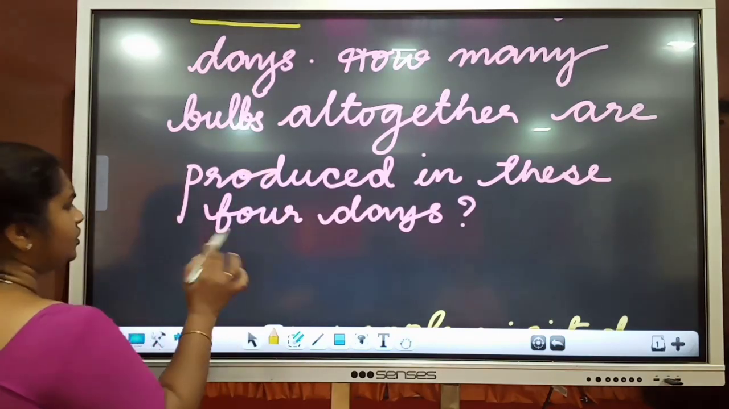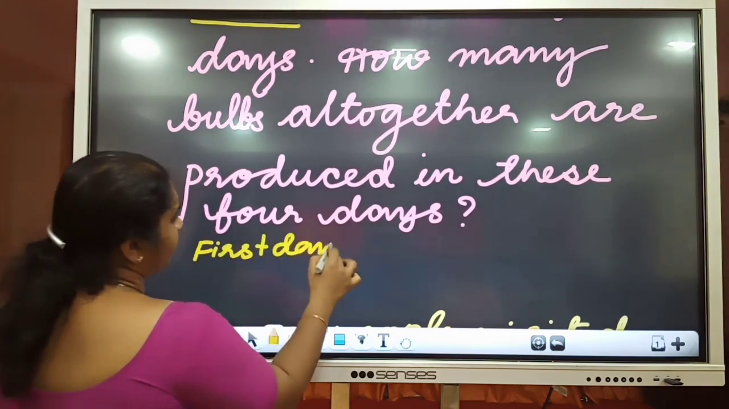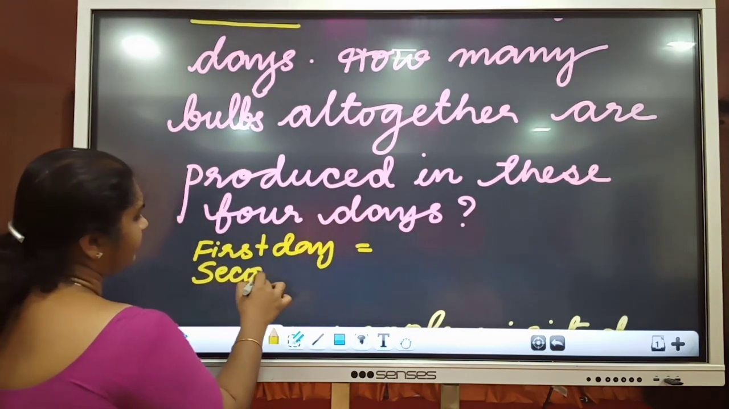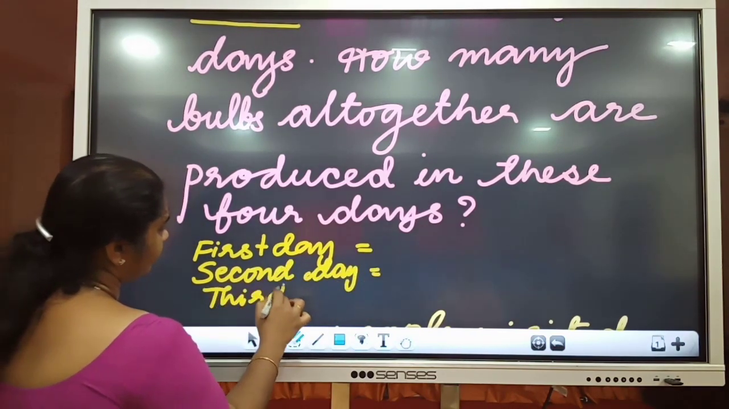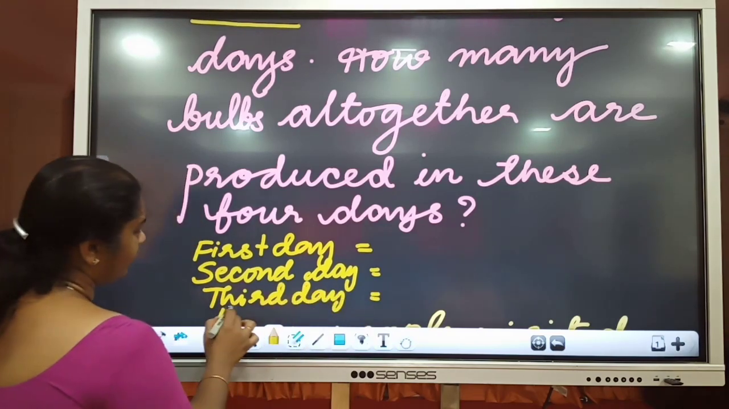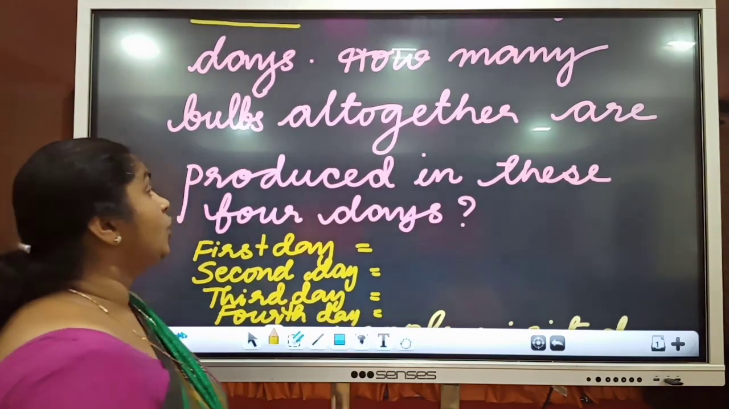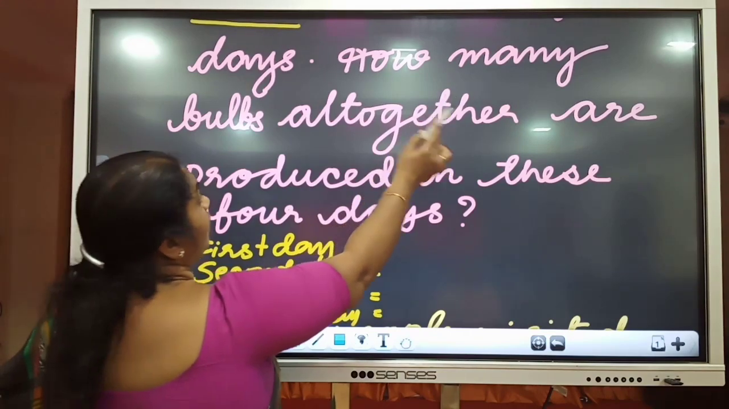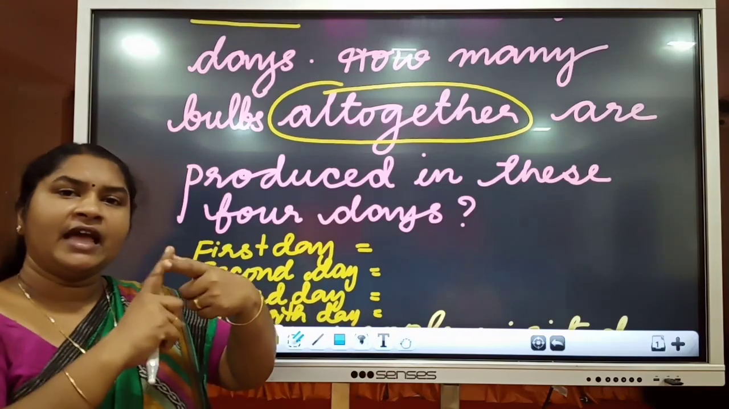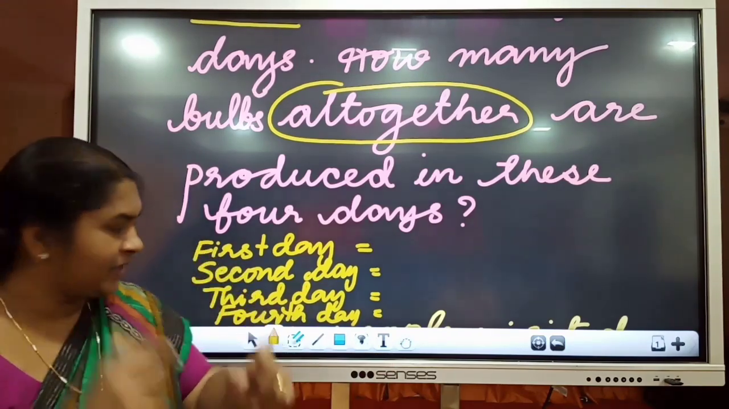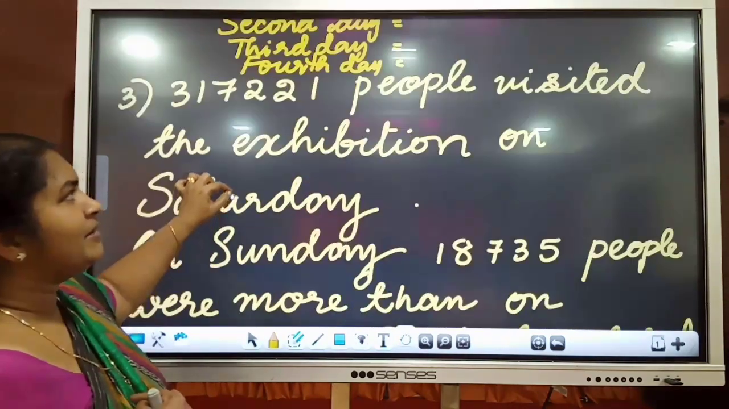So which are the steps? Just tell the steps. First day, you write the number. Second day, third day, and fourth day, and the last step will be all together. Enough. Then you can find out by adding all the 4 numbers. That is your duty. Only helping will be given from my part.